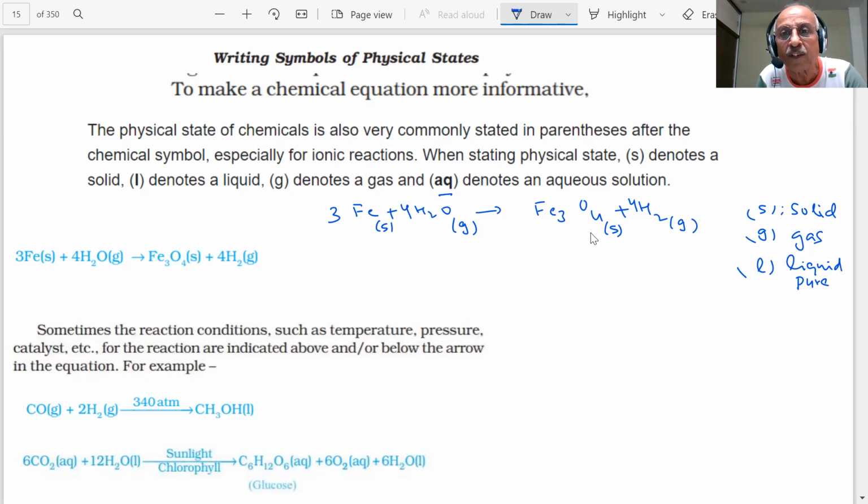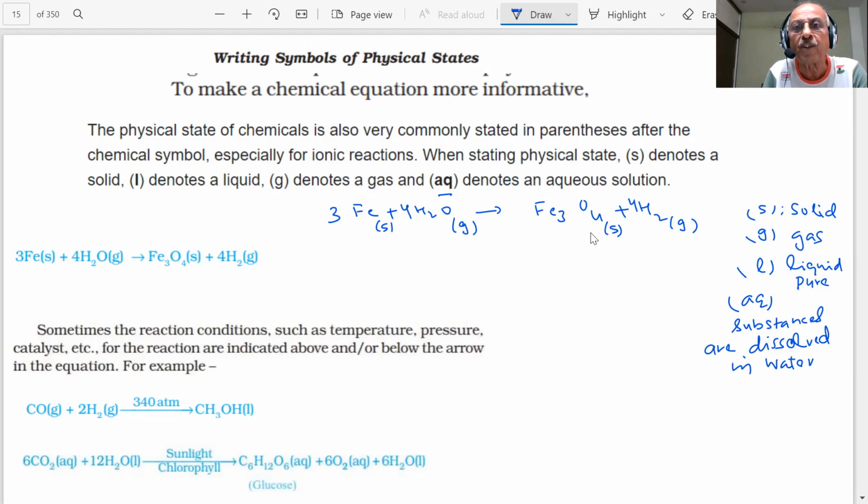And you see another word, aqueous. What is aqueous used for? Those substances which dissolve in water. When substances are dissolved in water, we write aqueous. Therefore, I can say one thing to make the chemical equation more informative: the physical state of chemicals is also commonly stated in parentheses after chemical symbols. S denotes solid, L denotes liquid, G for gas, aq denotes aqueous solution. Aqueous solution means those substances which are dissolved in water.